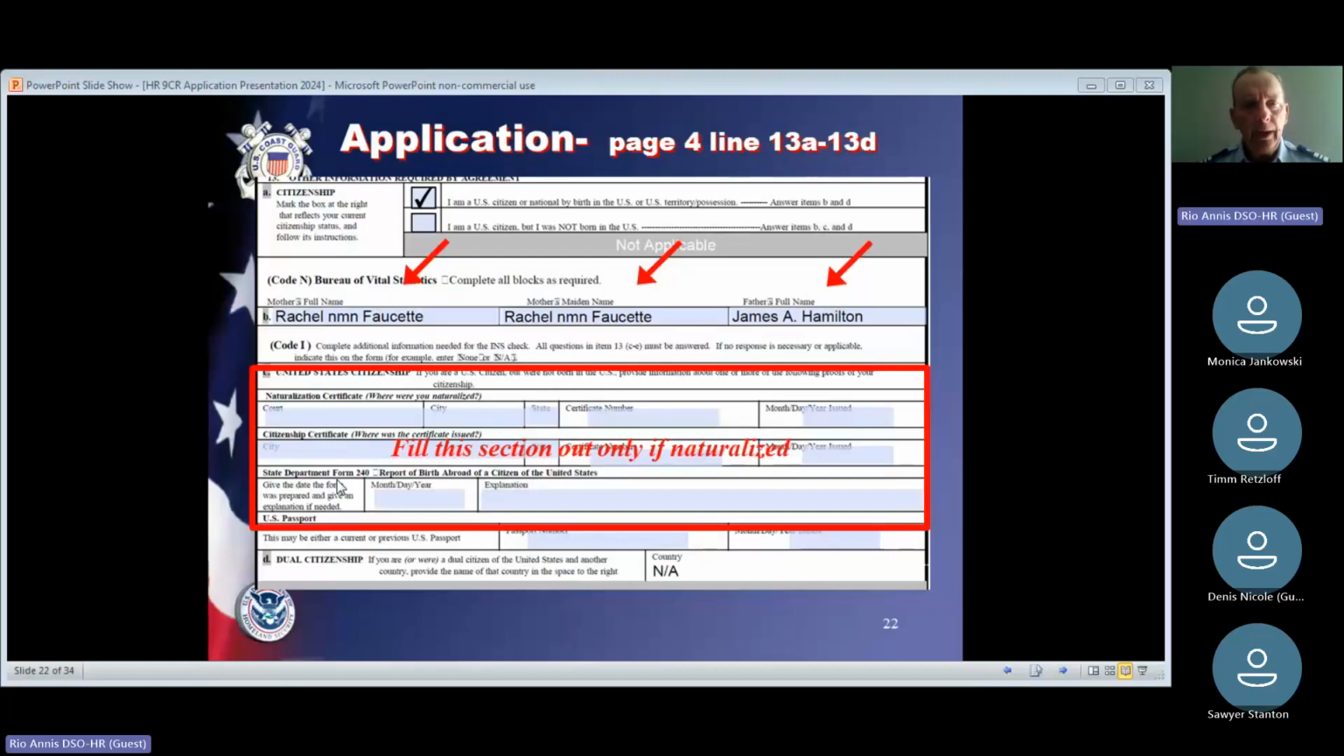This will also, on the same page, reflect citizenship based on the check mark on page 3, so that will carry through. As far as the mother and father's names, that would be first, middle, and last, in all 3 boxes. Now, if they've not had a middle name, then you would use NMN for no middle name.